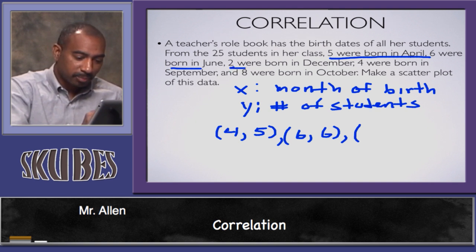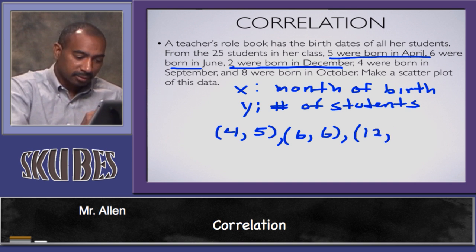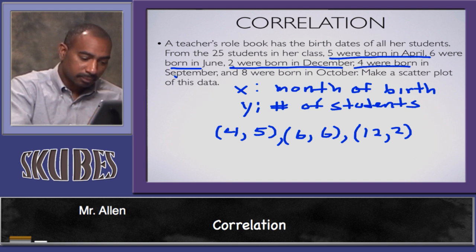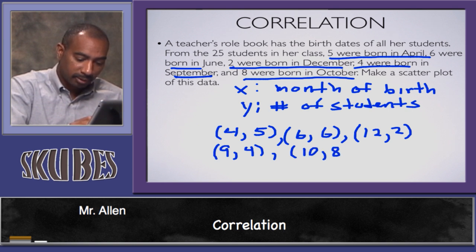Right, and it says 2 were born in December. So December is 12, and 2 were born in December. It says 4 were born in September. So September is 9, the 9th month, and 4 were born that month. And 8 were born in October. So October is the 10th month, 8.